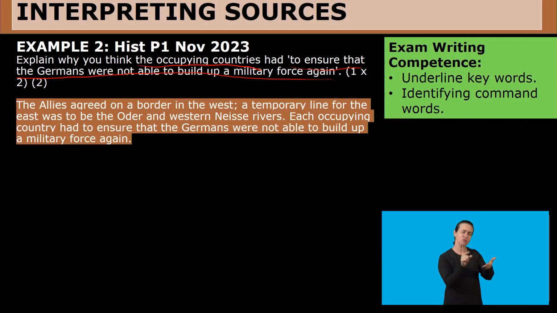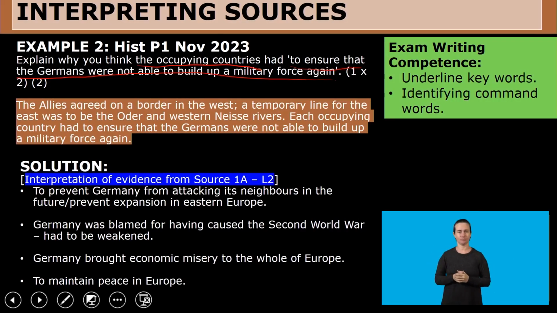It says, the Allies agreed on a border in the west. A temporary line for the east was to be the Oder and Western Neisse rivers. Each occupying country had to ensure that the Germans were not able to build up a military force again. So now you are asked to explain why you think these countries wanted to ensure that the Germans were not able to build up that military force. Now, these are the possible answers to the question.